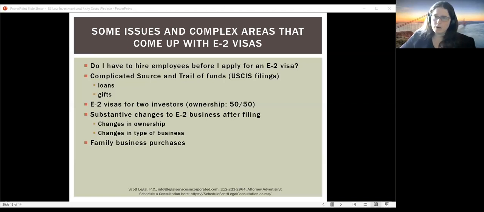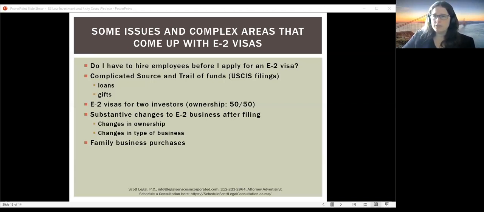Loans and gifts are both acceptable as sources of funds for the E-2. However, if it's a gift, you're going to have to get a gift letter and then also an explanation of where the gift giver got that money. The gift giver would have to be comfortable providing you with sometimes sensitive documents like tax returns, like proof of a property sale, because you do still need to show it comes from a legitimate source.